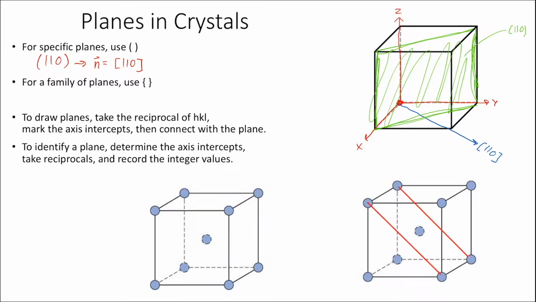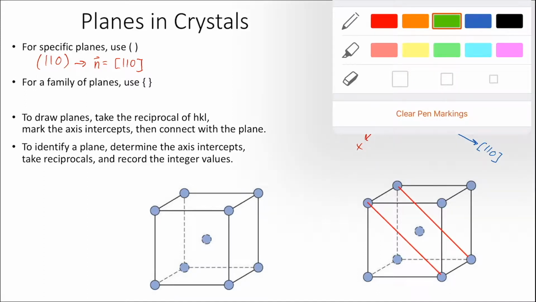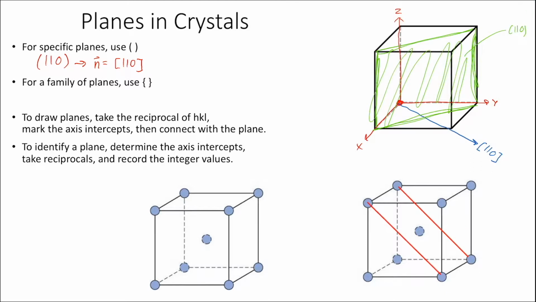All right, so now for a family of planes, we use brackets. You can say squiggly brackets, or I just call them brackets. For a family of, say, 111 planes, I want you to take 30 seconds and write down all of the distinct planes using parentheses. So pause the video, take 30 seconds to do that.